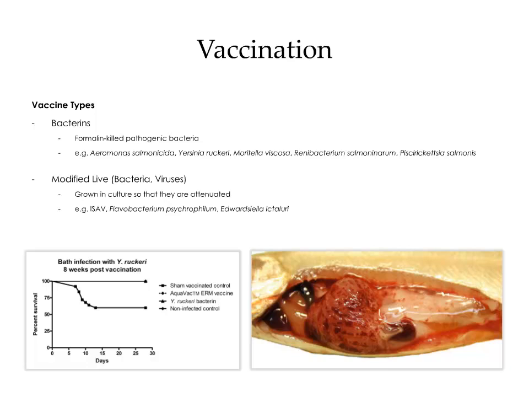Modified live vaccines include vaccines against bacteria and viruses. These organisms are grown in culture so that they become attenuated and less pathogenic, while still eliciting an immune response. Examples of modified live vaccines include ISAV, Flavobacterium psychrophilum, and Edwardsiella ictaluri.